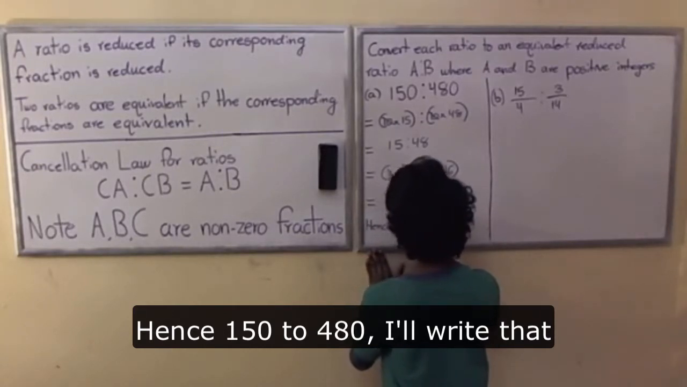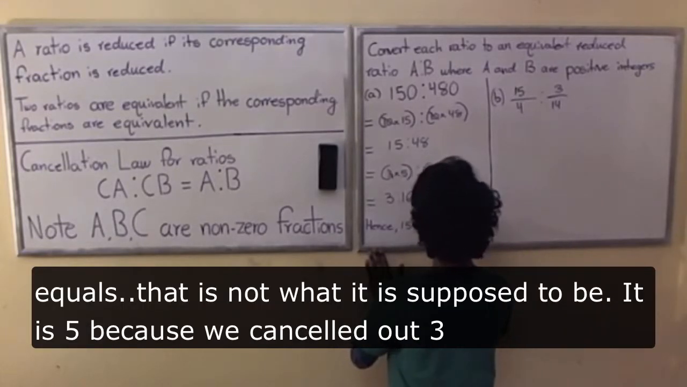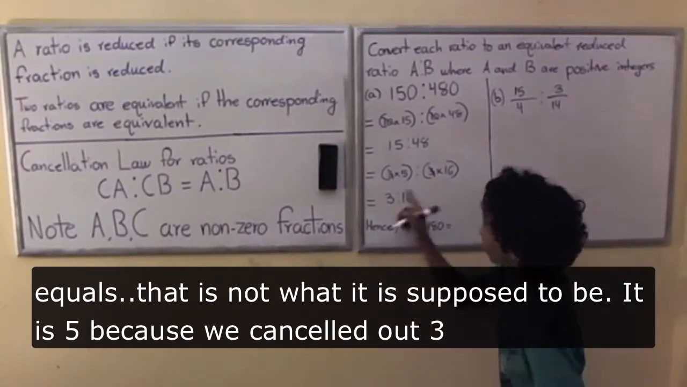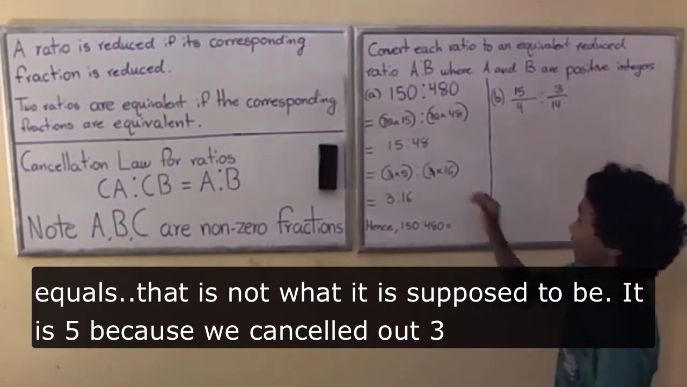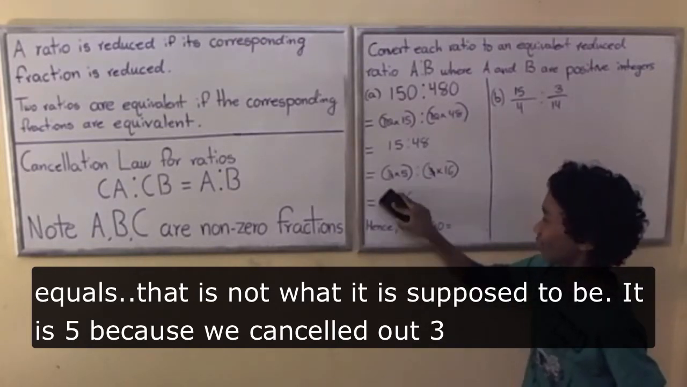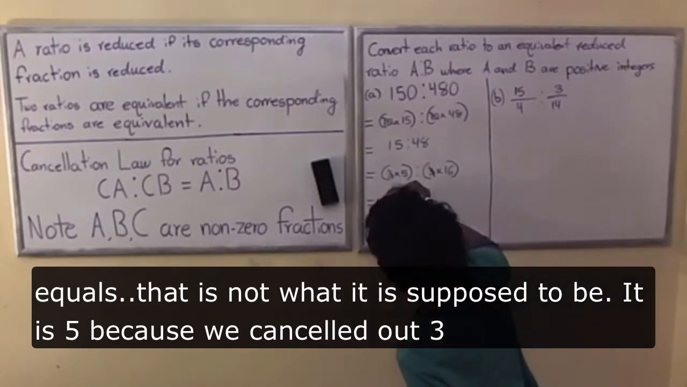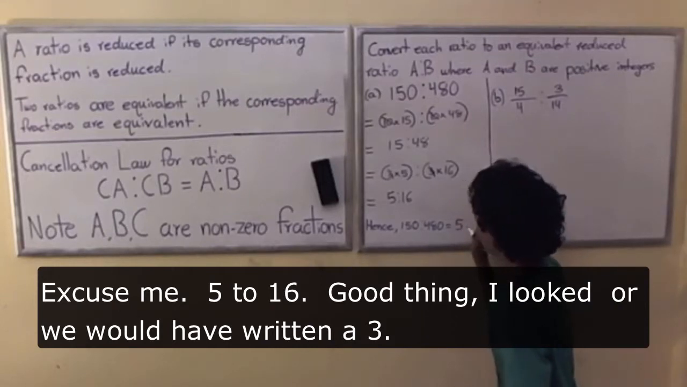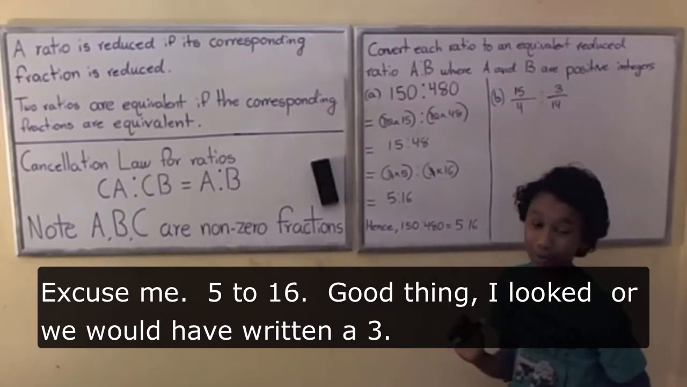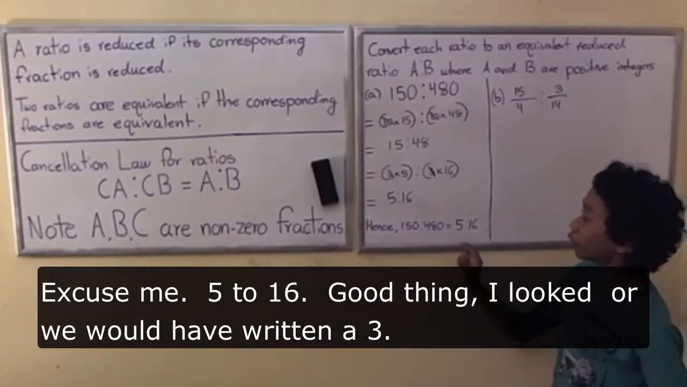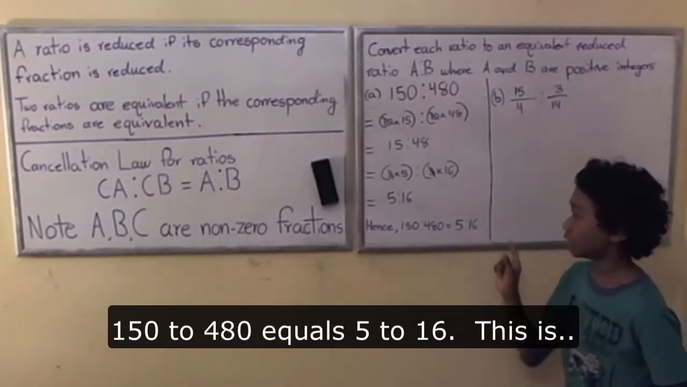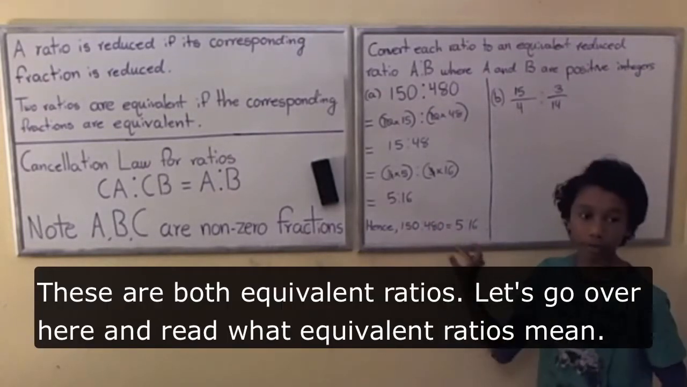150 to 480 equals, that is not what it's supposed to be here. It's actually not 3, it's 5. We canceled out the 3. Excuse me, 5 to 16. Good thing I looked, or we would have written a 3. All right, and 150 to 480 equals 5 to 16. And these are both equivalent ratios.